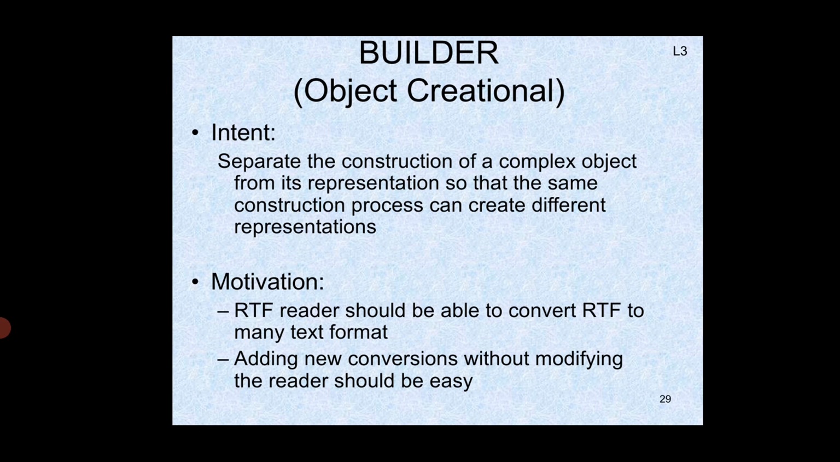The problem here is that the number of possible conversions is open ended. So it should be very easy to add a new conversion without modifying the reader. Here we are adding new conversions without modifying the reader. It should be very easy to add.